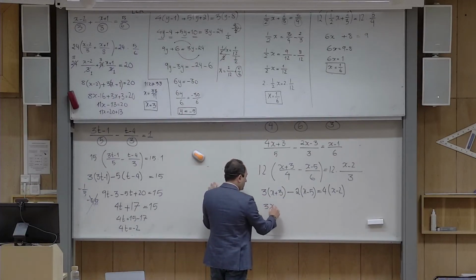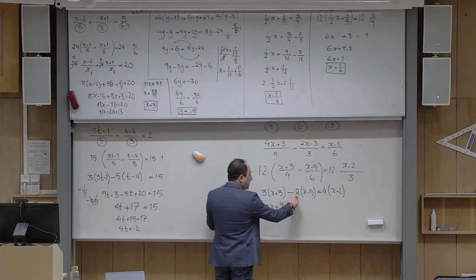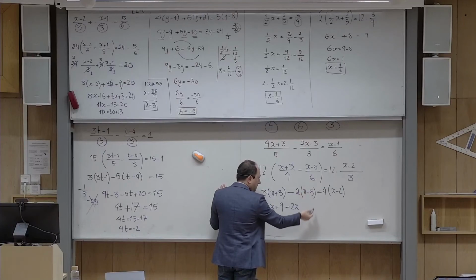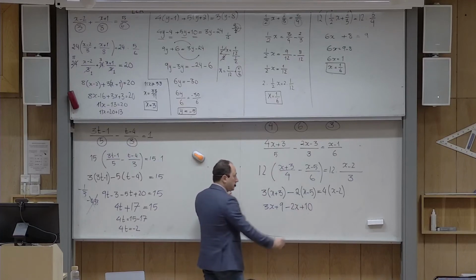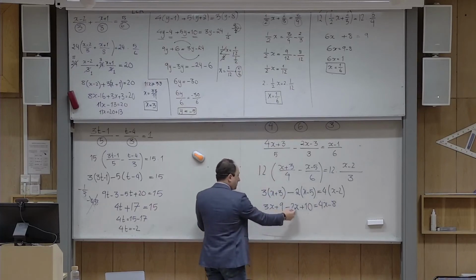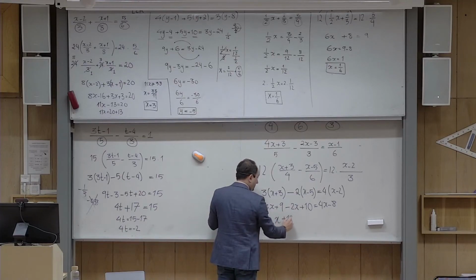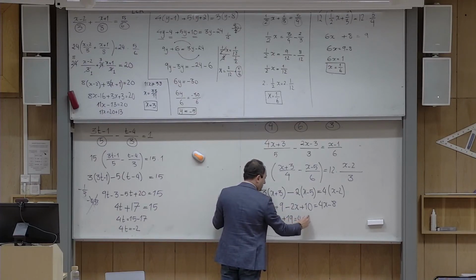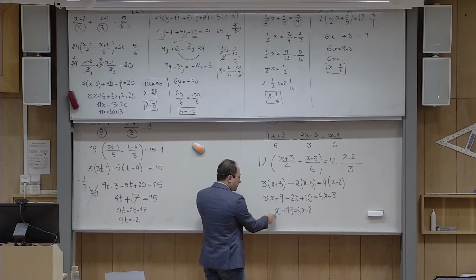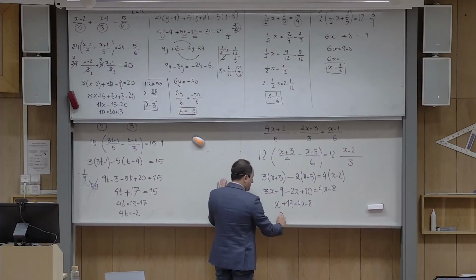So you multiply 3x plus 9, you multiply minus 2. Okay, it's minus 2x. If you write minus 10, that is wrong. You have to write positive 10. Yes? And on the right-hand side, you have 4x minus 8. 3x minus 2x is just simply x. 9 plus 10 is 19. And then you have 4x minus 8. Okay, now this is a little bit different from the previous problem because x appears on the left and on the right. But I want to move all of them to the left. So x is already here.